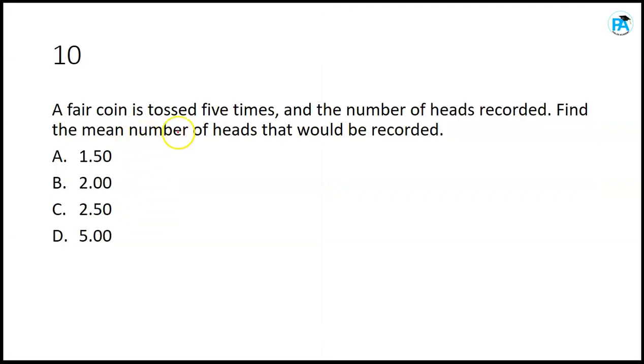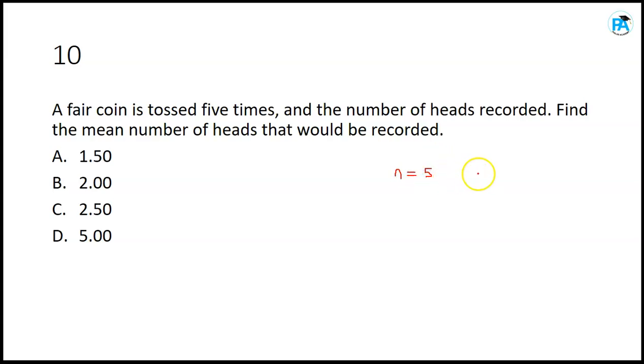Question 10 says, a fair coin is tossed 5 times and the number of heads recorded. Find the mean number of heads that will be recorded. To find the mean, you know the number of times it is tossed, so n is 5, isn't it?